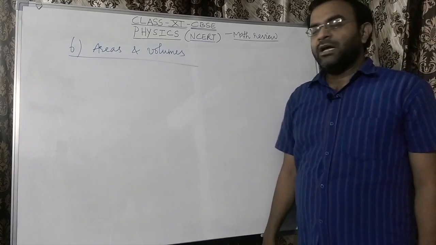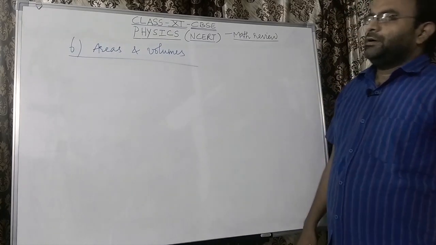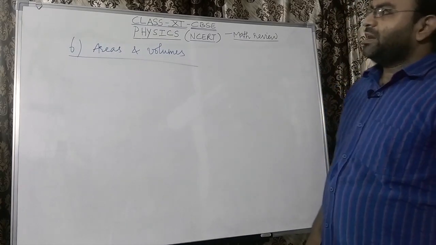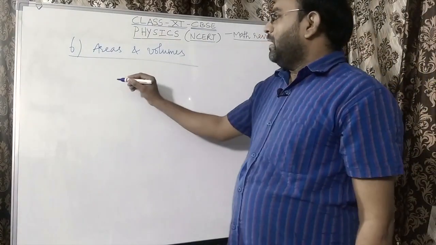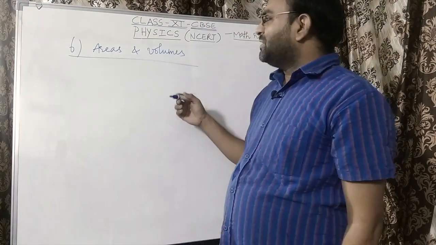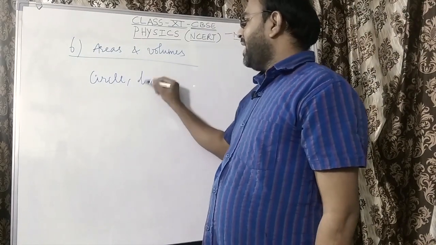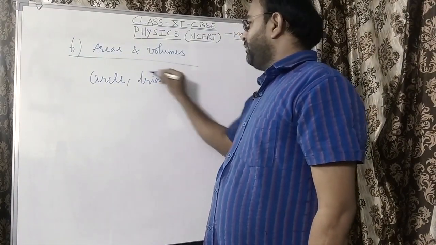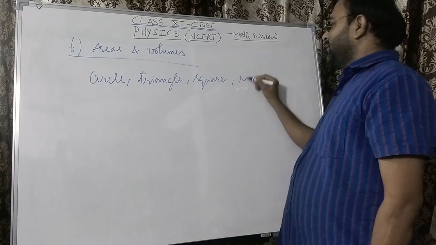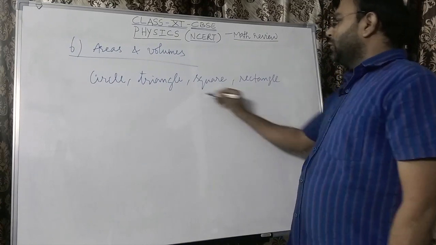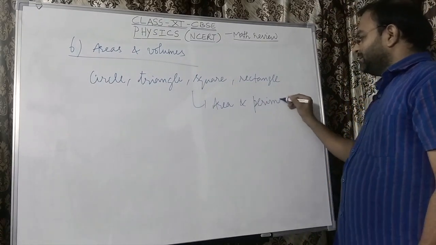Our next topic is areas and volumes. The students should recollect some of the information that they have already studied during their high school mensuration classes. That is, areas and volumes of some of the very common shapes. For two-dimensional shapes such as circle, triangle, square, and rectangle, you should know the area and perimeter calculations.